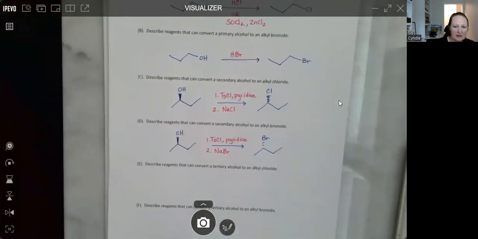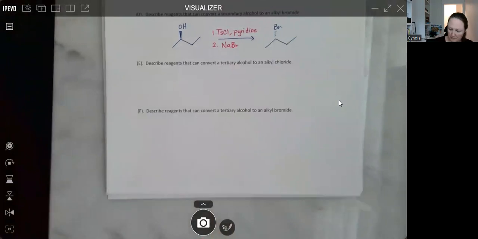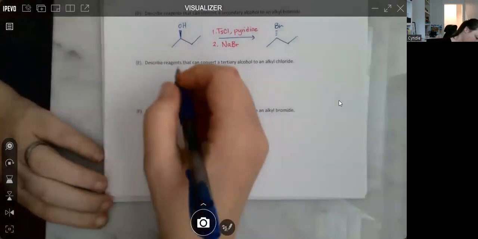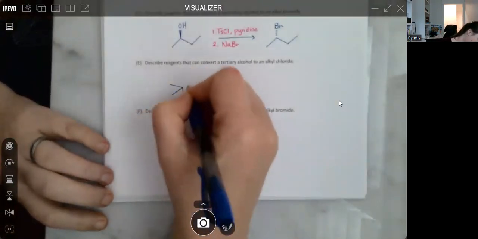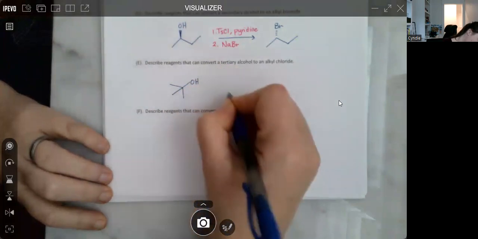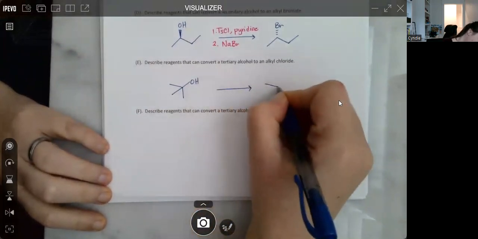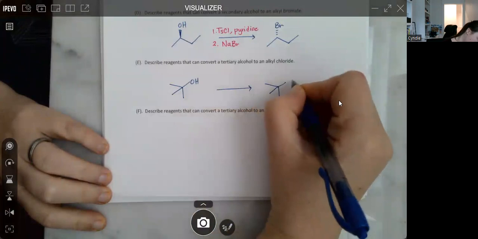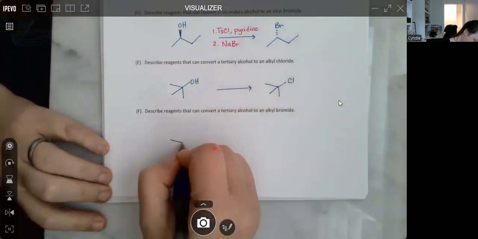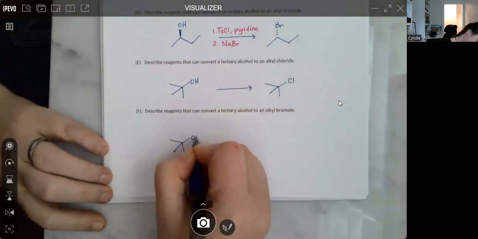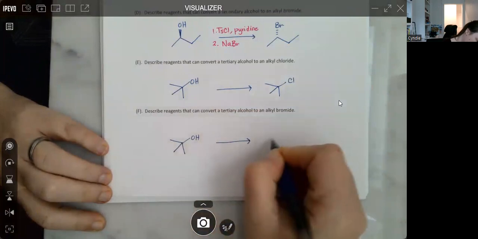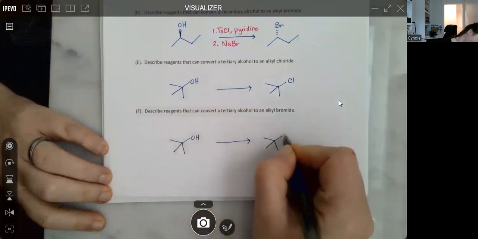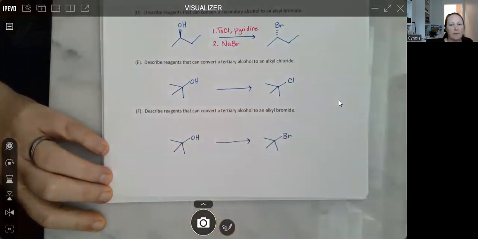What about a tertiary alcohol? Let's say just a simple one, either getting converted to a tertiary alkyl chloride or a tertiary alkyl bromide. And what conditions would we do here?